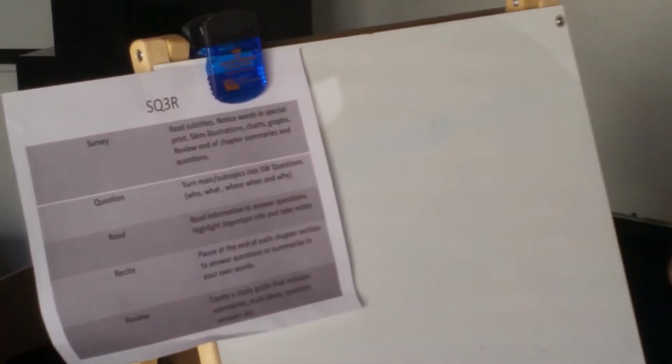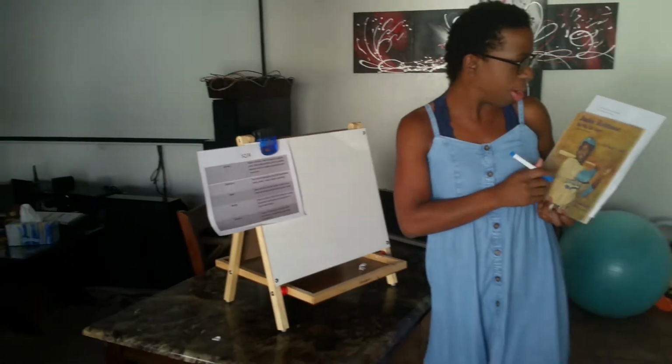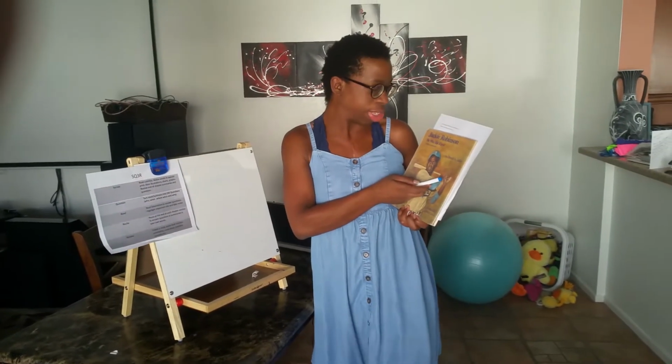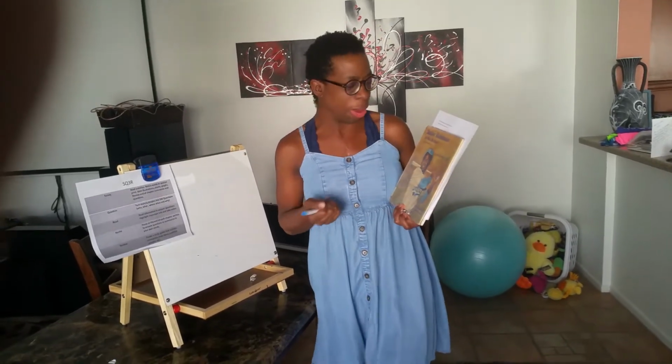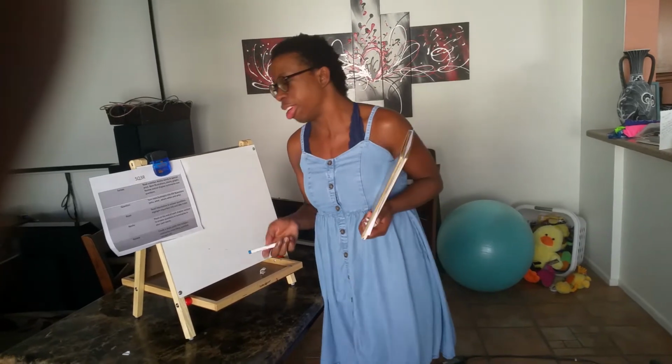Learn about the SQ3R strategy, and the strategy has 5 steps. So the first step is to survey. So we are going to read the subtitle of our book. So we know that this is about Jackie Robinson, so it says he was the first. But it doesn't really give further detail about what he was the first of.